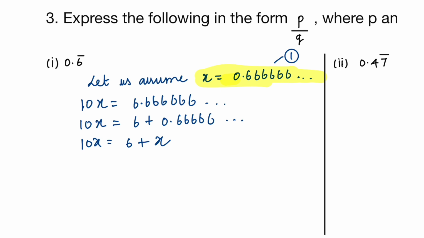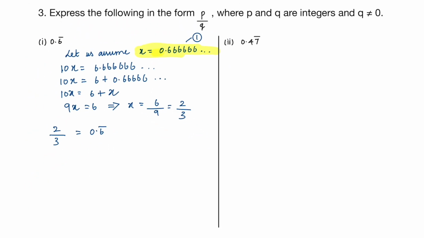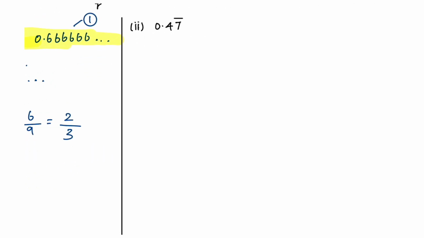And now we are going to subtract x on both sides, so it gives you 9x is equal to 6, and that implies x is equal to 6 divided by 9, that is basically 2 divided by 3. Okay, now 2 by 3 is equal to 0.6 bar, and this basically is in the form of p divided by q. 2 is p, 3 is q, and q is not equal to 0. Done, right? So moving on to the next subdivision. Okay, I just don't want to waste your time here, we are just moving fast, right? Now again it's the same procedure. Let x is equal to 0.47 bar.